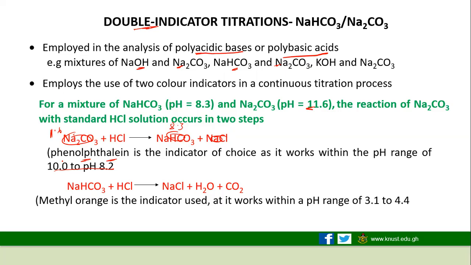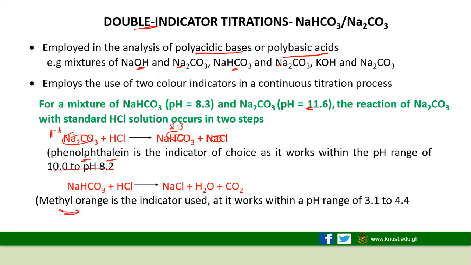Right after the phenolphthalein endpoint, there are no carbonates in the medium. All the carbonates are converted to bicarbonate. At the phenolphthalein endpoint, the carbonate is mopped up and converted to bicarbonate. In the next step, the bicarbonate reacts with the HCl to complete the reaction, giving sodium chloride plus water plus carbon dioxide.